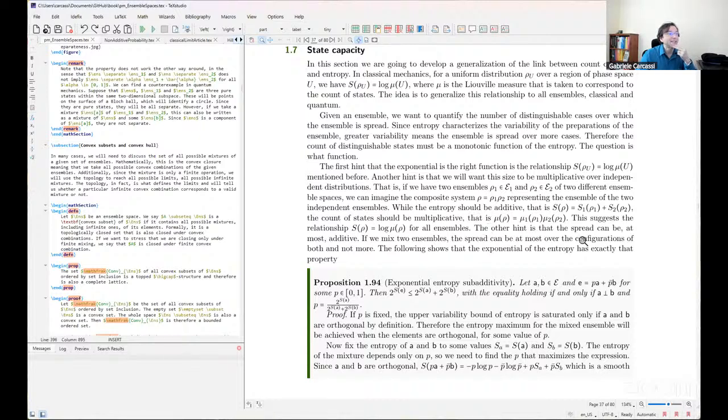The other hint is that the spread can be at most additive. If we mix two ensembles, the spread can be at most over the configurations of both and not more. And the following proposition shows that the exponential of the entropy has exactly that property. So if we can argue in a different way, if we have these two distributions and they're distributed in a number of cases, the number of cases can be at most additive, and that might be enough to tease out that the exponential of the entropy is the only thing that has that property.